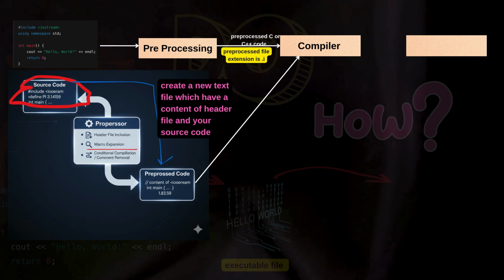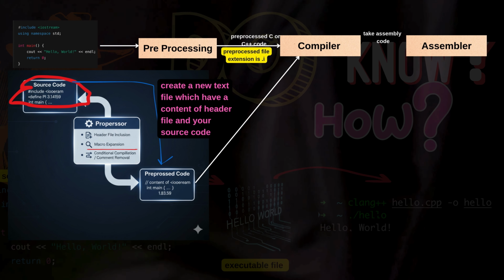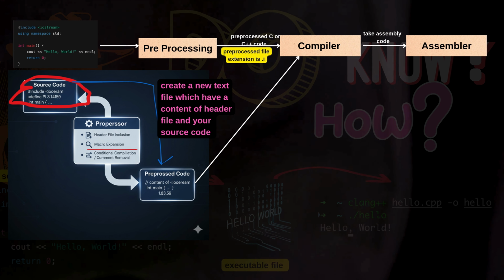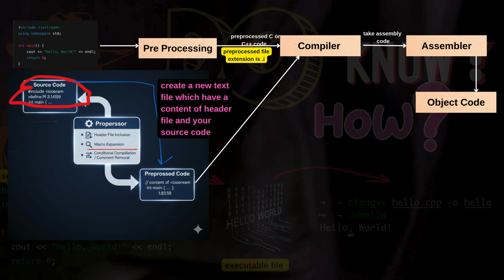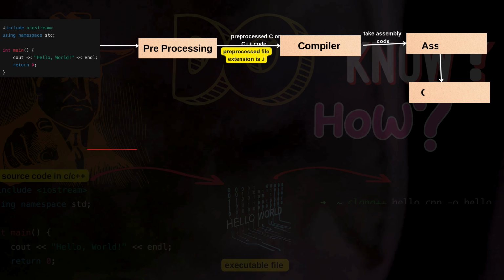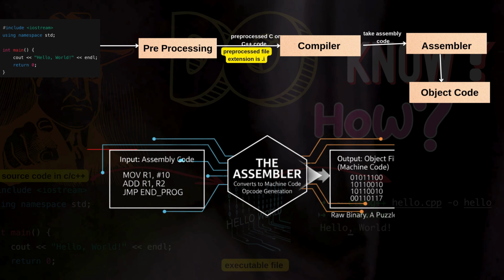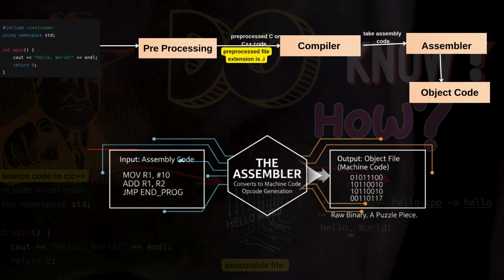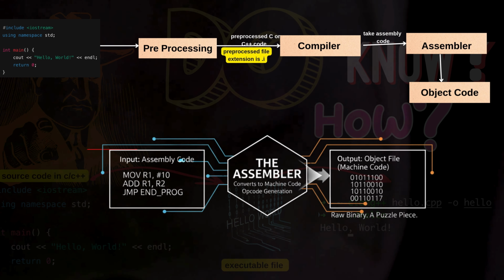And next the assembler steps in. Its job is straightforward. Take the assembly code and convert it into raw machine code. The actual 1s and 0s your CPU can run. Each assembly instruction becomes a binary pattern called an opcode. The result is an object file. Think of it as a puzzle piece. It has real binary code, but it's not a fully complete program yet.